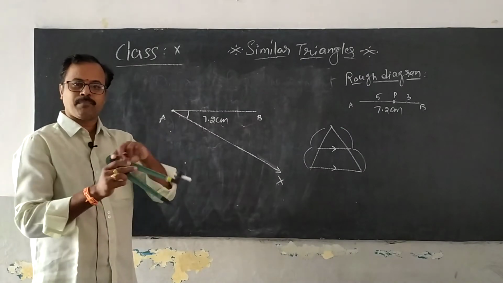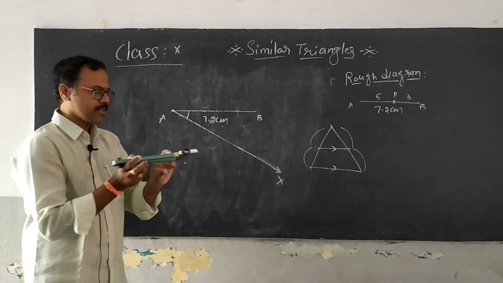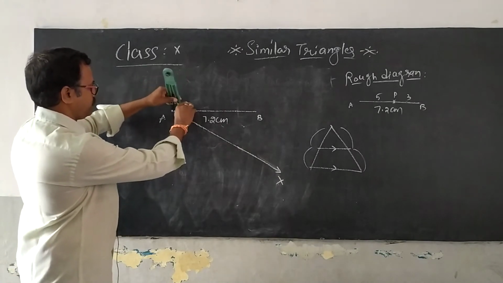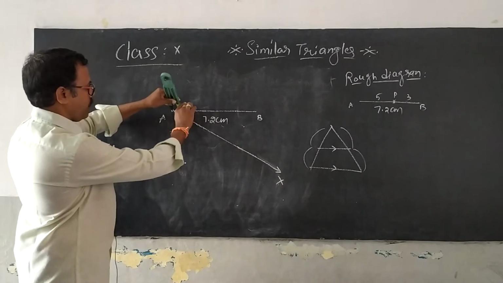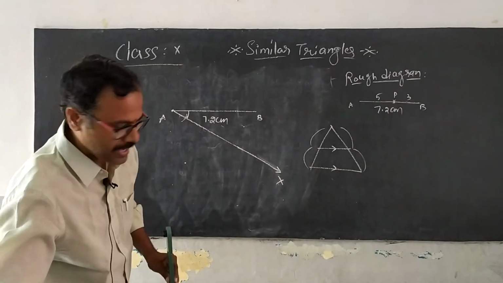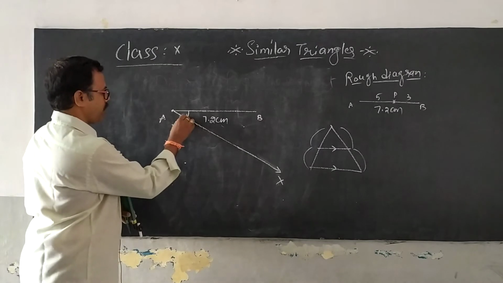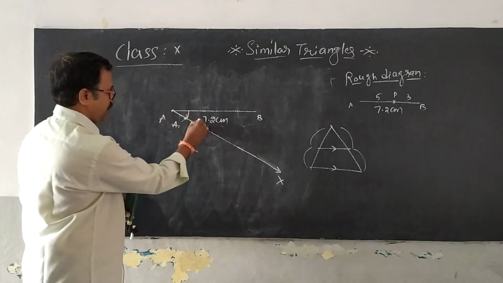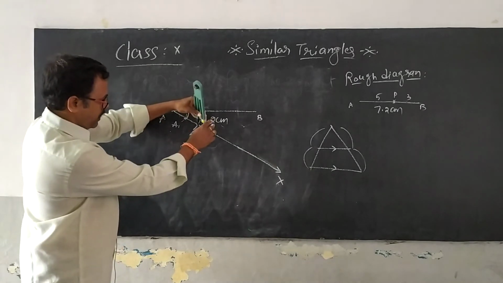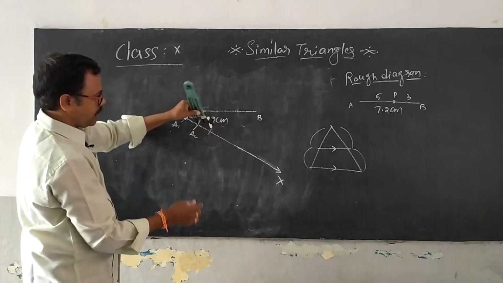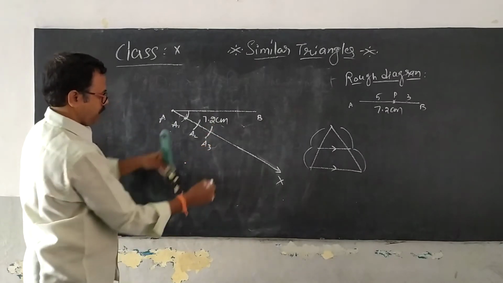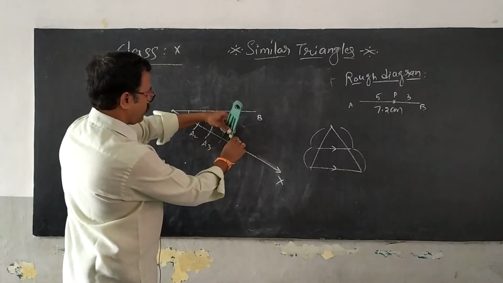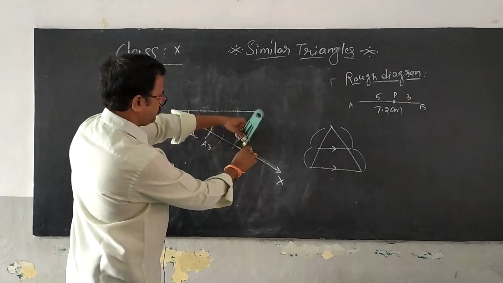Now I take the compass with any simple radius and place it at A. Okay, placing at A, I draw an arc. Mark this point as A1. Now, place again at A1 with the same radius and draw another arc. This is A2. Place at A2, draw another arc. This is A3. Similarly, you go up to A8 because you want a total of 8 parts.